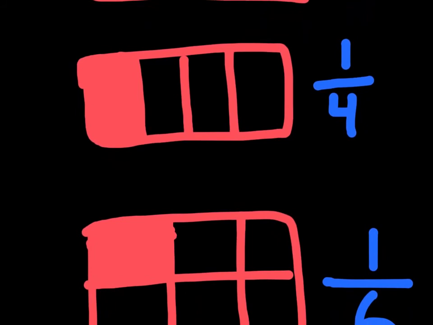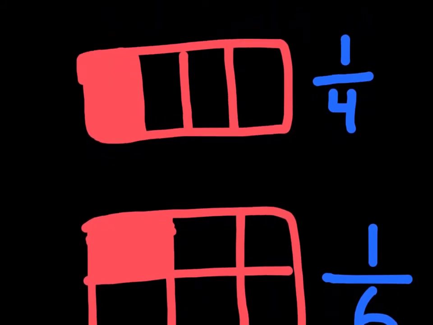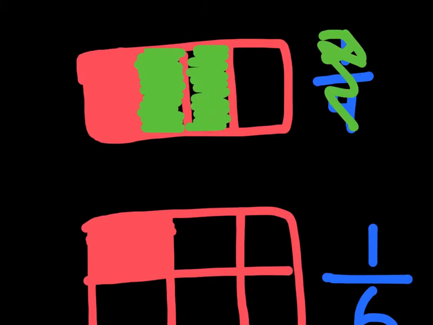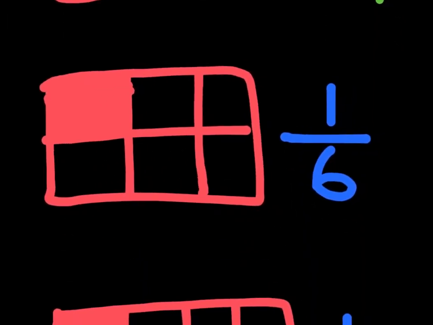Similarly, let's go on to the box with 4. We shade 2 of these. We could write this as 2/4. Or if we shaded 3 of them, we could have written this as 3/4. Sorry, 3/4. Let's go on to our 6.